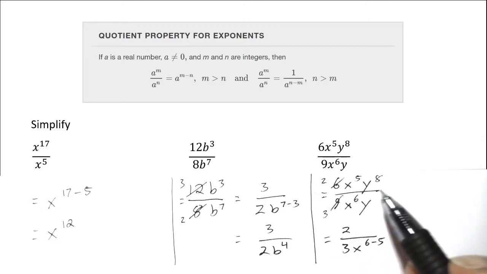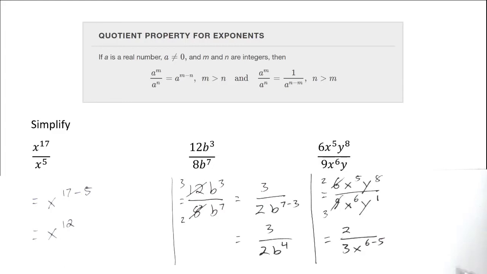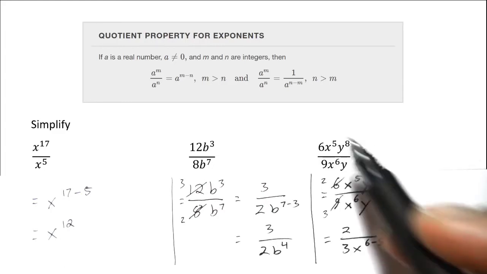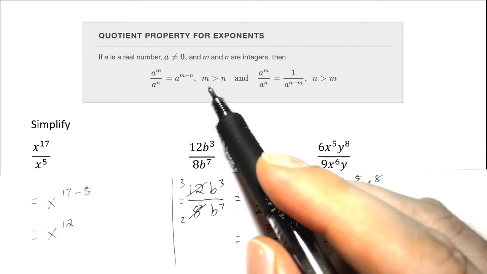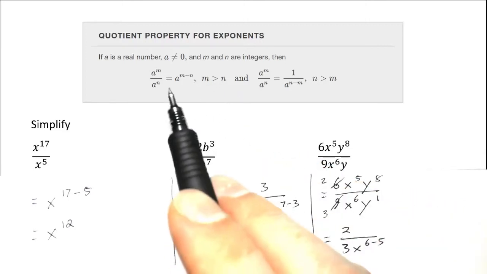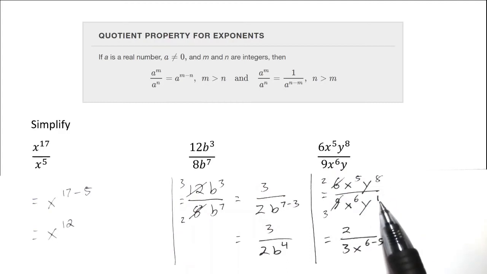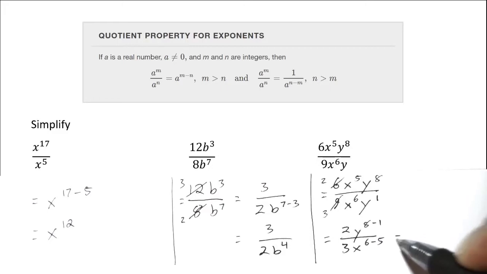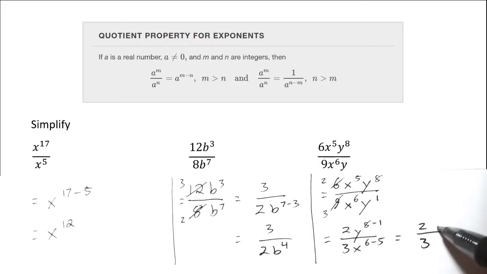All right, and then for the y's, remember when we don't see an exponent, that's the same thing as having an exponent of 1. And we see that the numerator exponent's bigger than the denominator. So there we are in the first case, m is greater than n, and so we leave it in the numerator and subtract 8 minus 1. And we'll simplify. Notice 6 minus 5 is 1. We don't typically write the 1. We usually just leave it off.